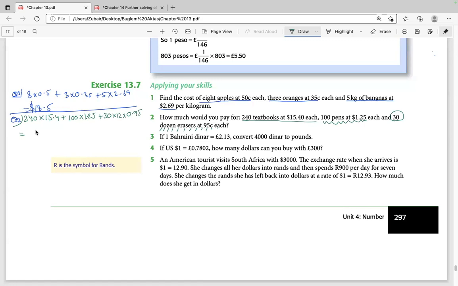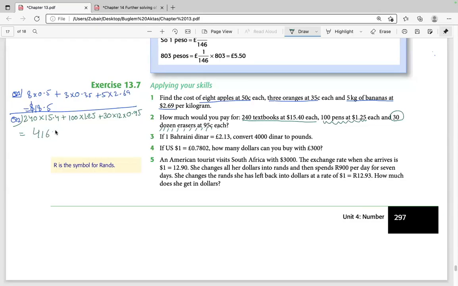3,849. We're getting different answers. 214 to 15.4, right? Mm-hmm. And then I have 100 into 1.25. Yes. And then we have 30 multiplied by 12 multiplied by 0.95. Did you miss that 12? I think so. Because that doesn't... multiplied by 0.95.